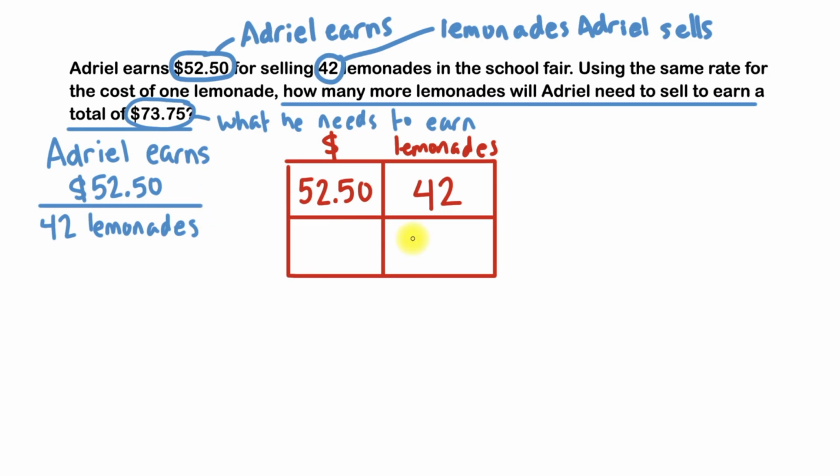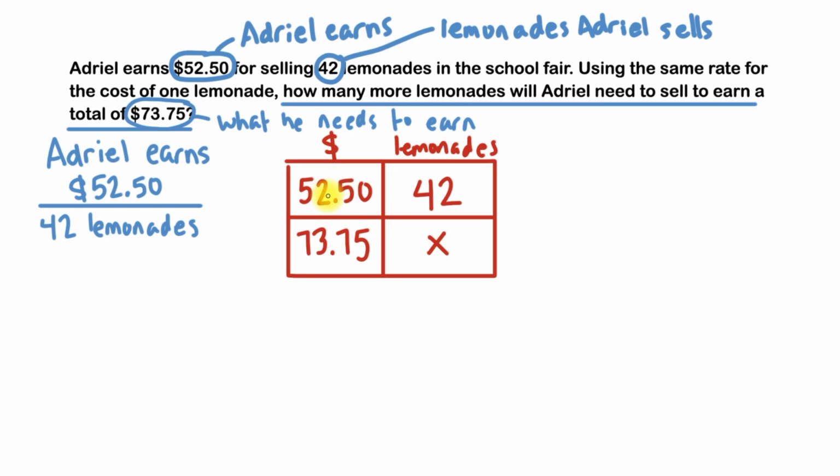Next, we want to find out how many lemonades he has to sell to earn this much money, $73.75. So let's put that here. And finally, we don't know what this value is, so let's put a variable in its place. So now that we have everything in our table where it's supposed to go, now we can follow a two-step process where we cross multiply and then divide.